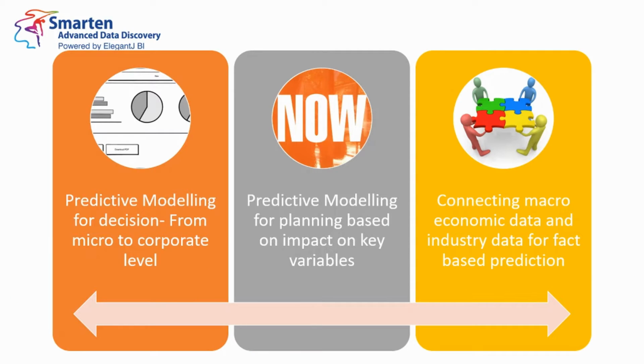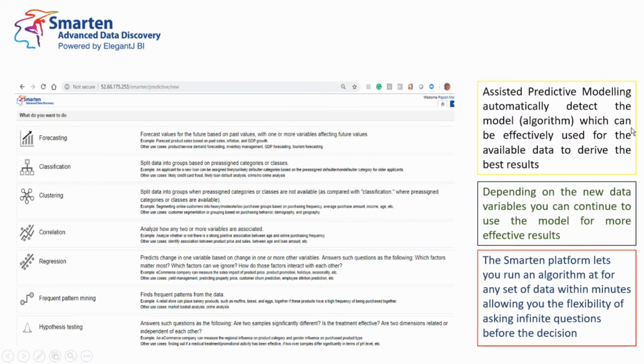So this is how it looks. You can take a decision at a micro level, like a regional sales manager using predictive modeling, up to a decision which would be taken by the CEO. You can make plans based on the predictive model, short-term as well as long-term plans, and then you can connect this to macroeconomic data to validate it also if required. So those are the three blocks which make up the whole thing.